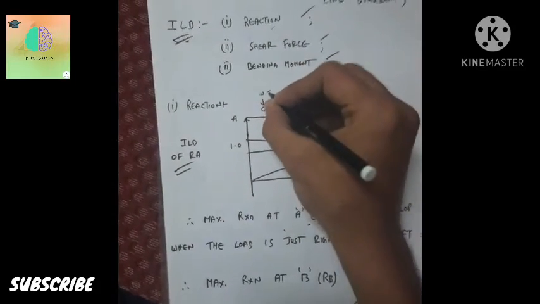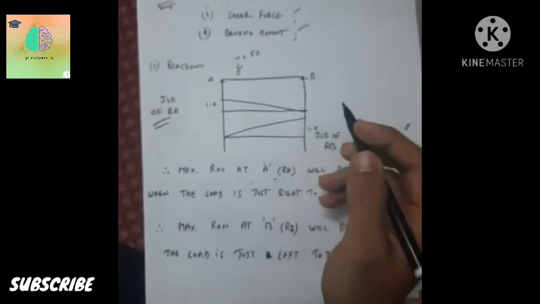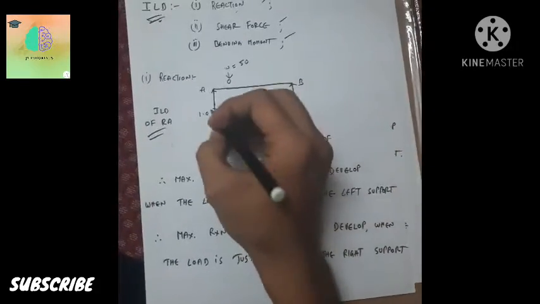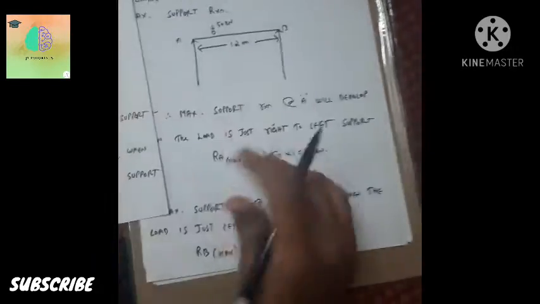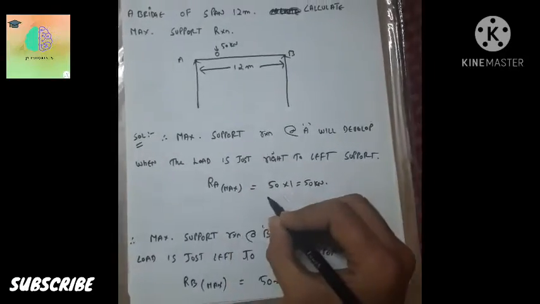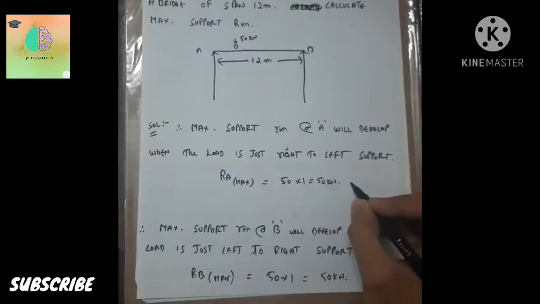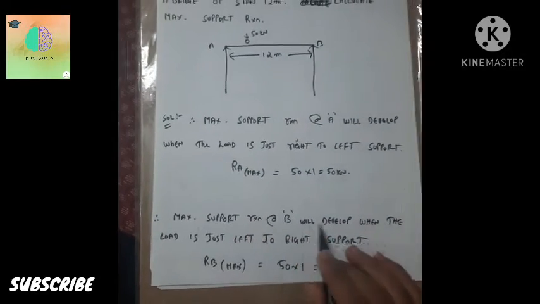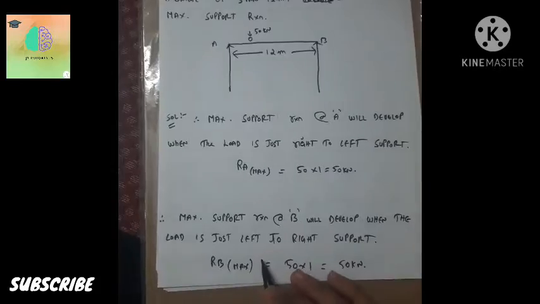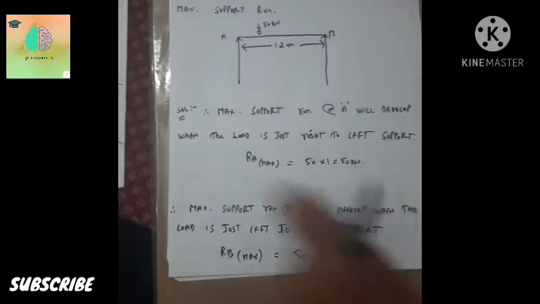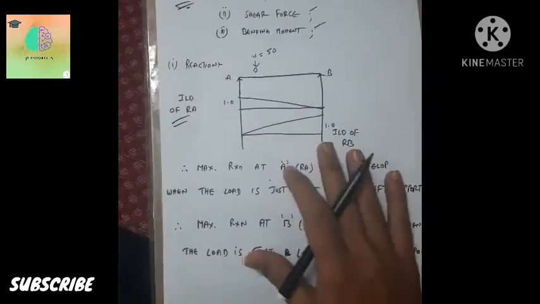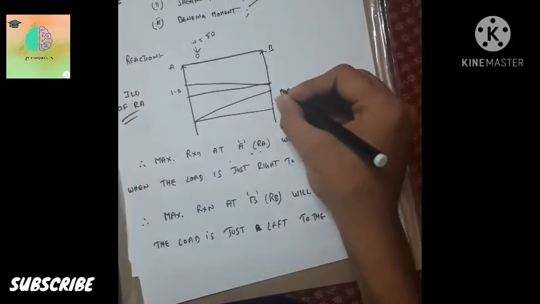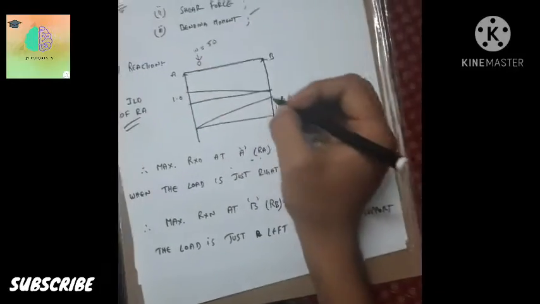say W is equal to 50. Same diagram you have to draw. For RA, maximum support reaction is when the load is just right to the left, and its height is 1.0. So we take RA max equals 50 into 1, that is 50 kN. And vice versa for RB, maximum support reaction at B will develop when the load is just left to the right support, that is RB 1, and the load is 50.